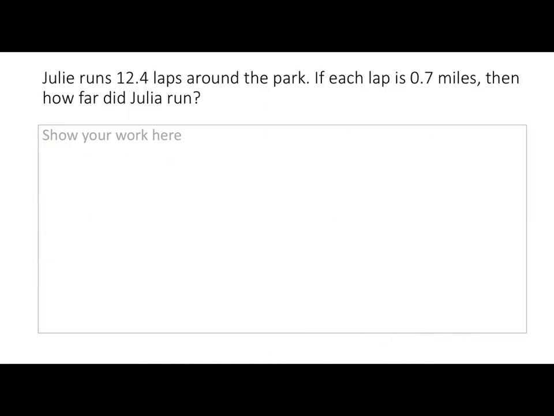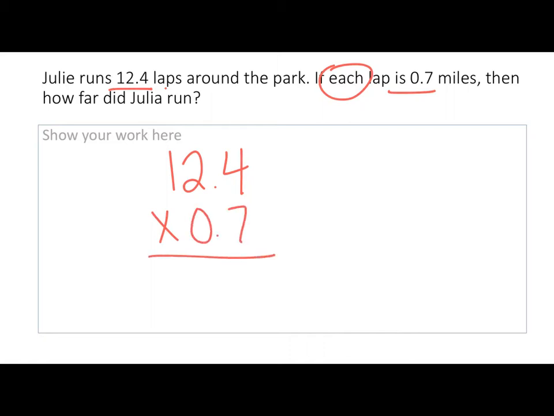So here we go. We're going to do a few word problems. Julie runs 12 4/10 laps around the park. If each lap is 7/10 of a mile, how far did Julie run? So this one is multiplication. So she runs this far, and each of them are 7/10 of a mile. So we are going to multiply. So 12 4/10 times 0 7/10.